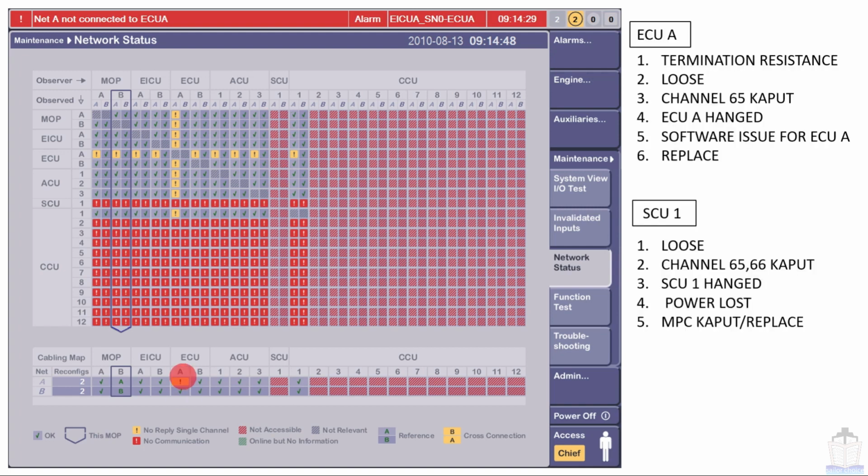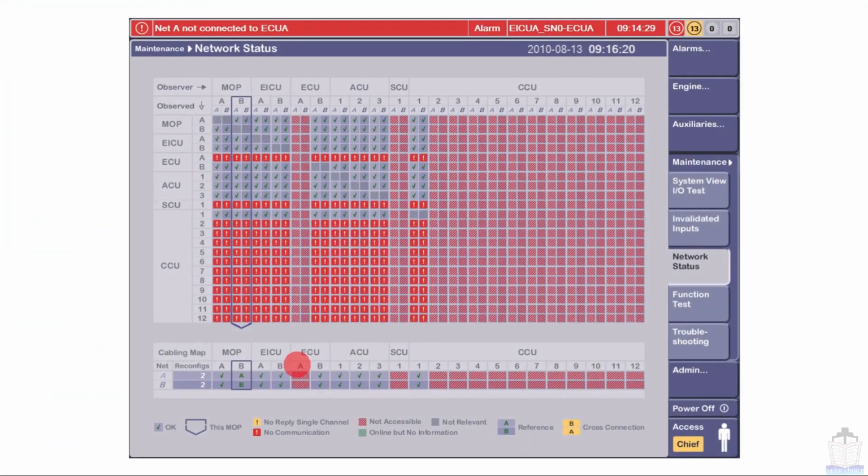Now what if I take both channels 65 and 66 out from ECU A? Then the scenario will be like this. Both channels of ECU A will be shown with the not accessible symbol, and that can be checked from here also. Both network channels of ECU A are not accessible, and ECU A is not communicating with any other MPC or MOP. So that is all about the symbols, their possible causes and their remedies.